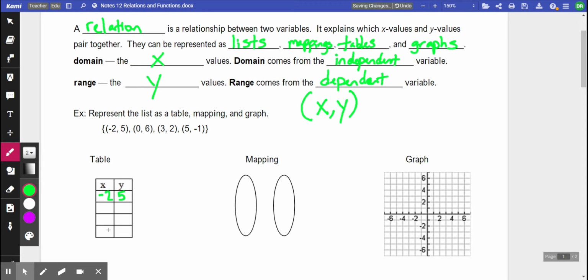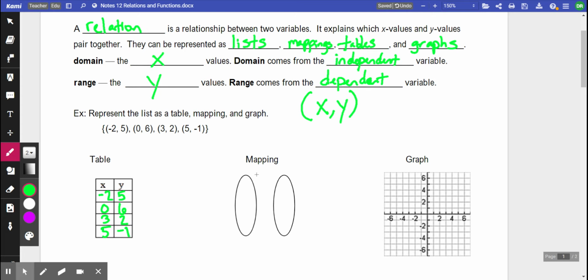So my x column and my y column, notice my rows form an ordered pair. So then I would also have 0, 6. So 0 is the x, 6 is the y. I have 3, 2. So 3, 2 forms an ordered pair, and then 5 and -1.